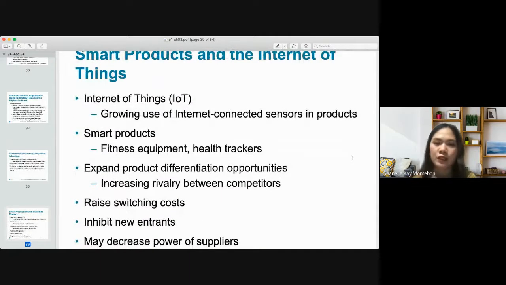So the Internet of Things is the growing use of internet-connected sensors in products. So na-feel natin yan during the pandemic kasi gumagamit na tayo ng QR code. And then we also have smart products, fitness equipment, health trackers, you have smartwatches, smartphones also have tracking for our steps, even organ donation. So, because of smart products and the use of internet. And then expand product differentiation opportunities. Again, this will increase rivalry between competitors.